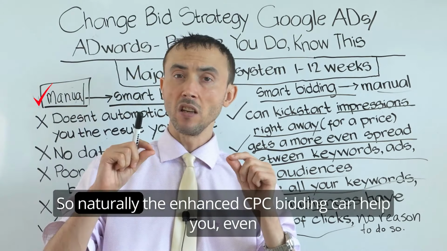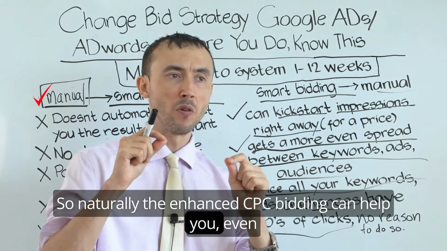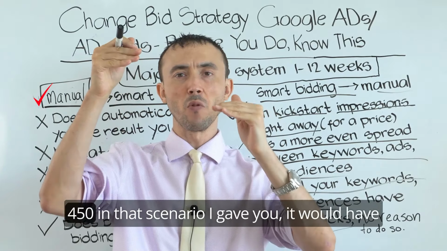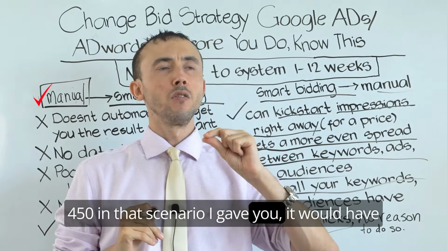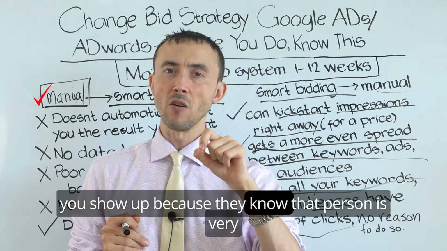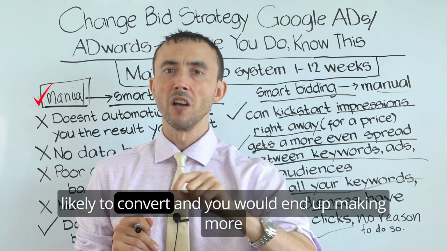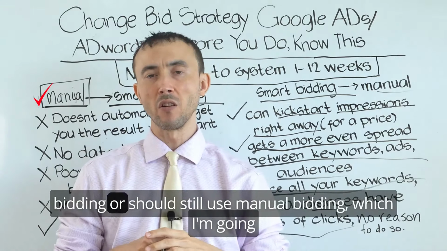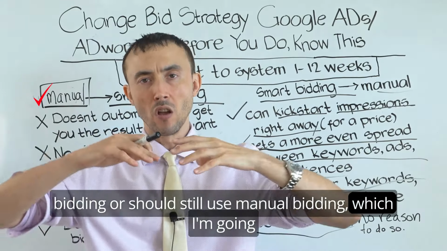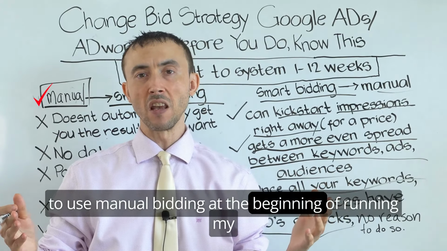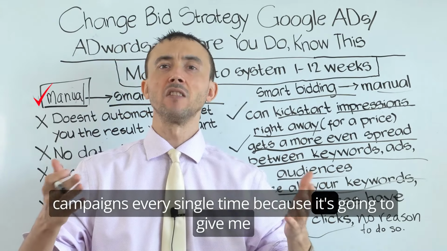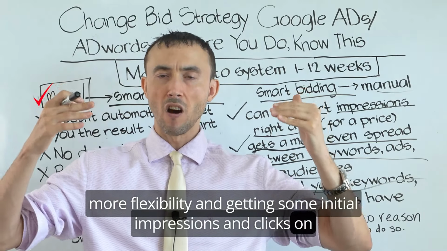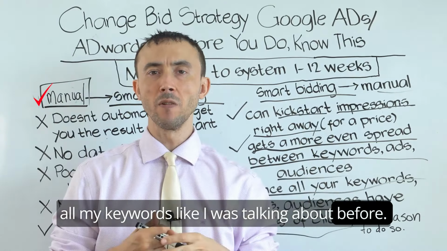So naturally, the enhanced CPC bidding can help you, even where you'd have to bid $550 to show up versus $450 in that scenario I gave you, it would have you show up because they know that person's very likely to convert, and you would end up making more money in the short run while you're still using manual bidding, or should still use manual bidding, which I'm going to use at the beginning of running my campaigns every single time because it's going to give me more flexibility in getting some initial impressions and clicks on all my keywords like I was talking about before.